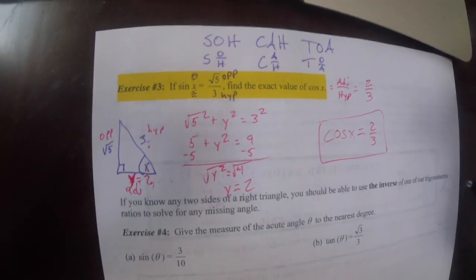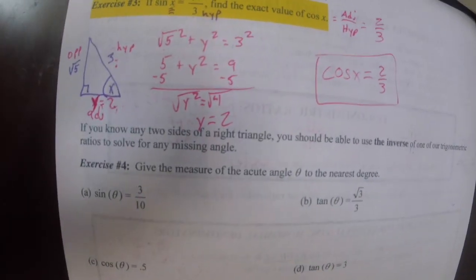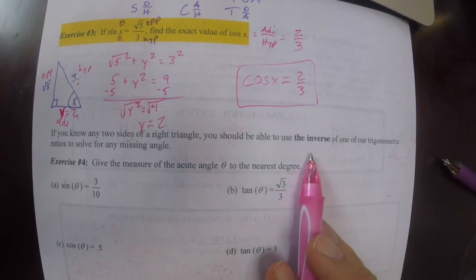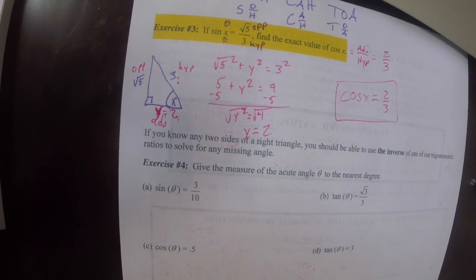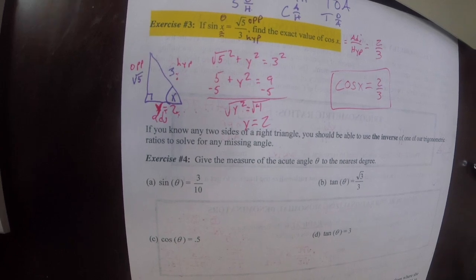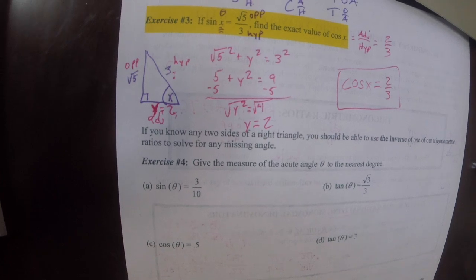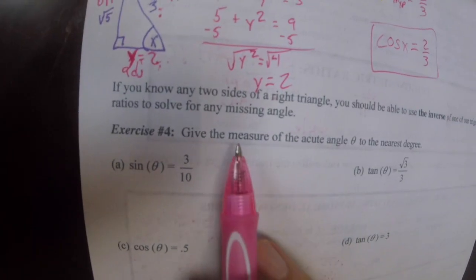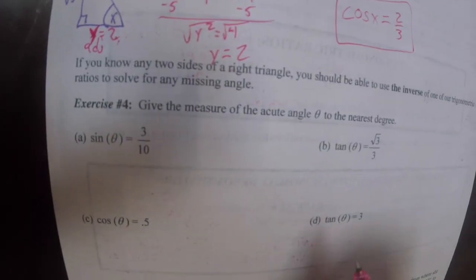Okie dokie. Moving on. Ooh, inverse trig. Love it. If you know 2 sides of a right triangle, you should be able to use the inverse of one of our trigonometric ratios to solve for any missing angle. So we were using ratios to solve for missing sides. You can also figure out the measure of the angles if you're given the sides. You can go backwards. Okay? Now, the way that I do that is, they want us to give the measure of the acute angle theta to the nearest degree. Okay, so we're going to be rounding to the nearest whole number here. All right, where's my calculator?